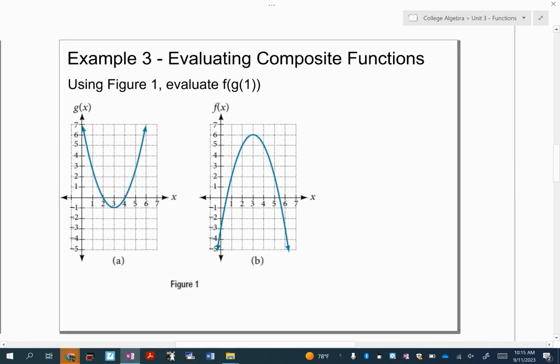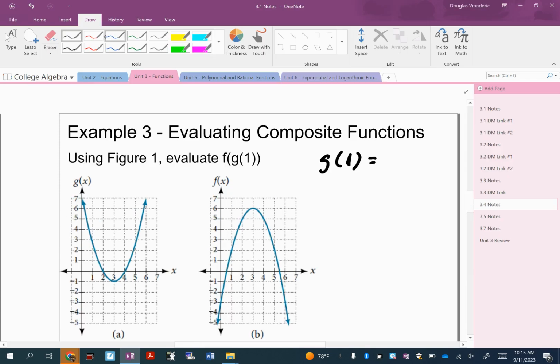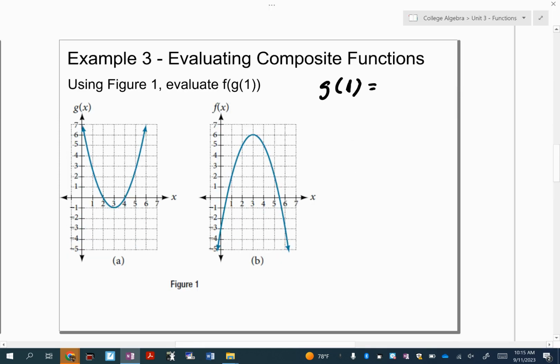So really when I do this, I'm thinking first g of 1. All right, I'm ignoring the outside function. So if I go over to g of 1, I find where x is 1. Here's x is 1. Where is the function? It looks like, I'm going to estimate it since it's not exactly on it. For our purposes, I'm just going to put 3, even though it's not really 3, but close enough. You get the idea. So g of 1 is 3.